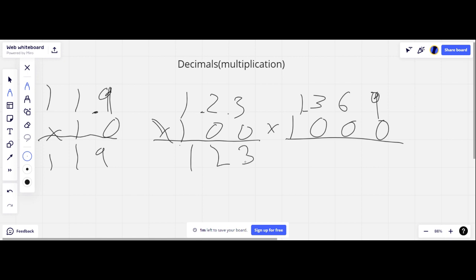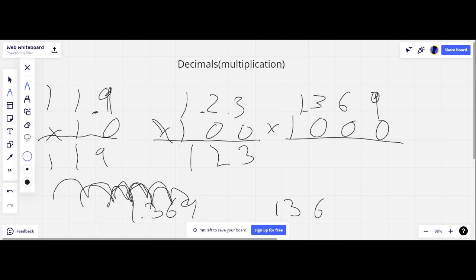Now let's go on to the third question. 1.369. So as I said, when we multiply, we move to the left, we jump to the left, and we have to count the number of zeros there are, because the number of zeros is the number of jumps you do. So there's 3 zeros. 3 zeros equals 3 jumps. So let's start jumping. 1, 2, 3. So we get 1369, and the decimal point stays where it is. So the answer is 1369.